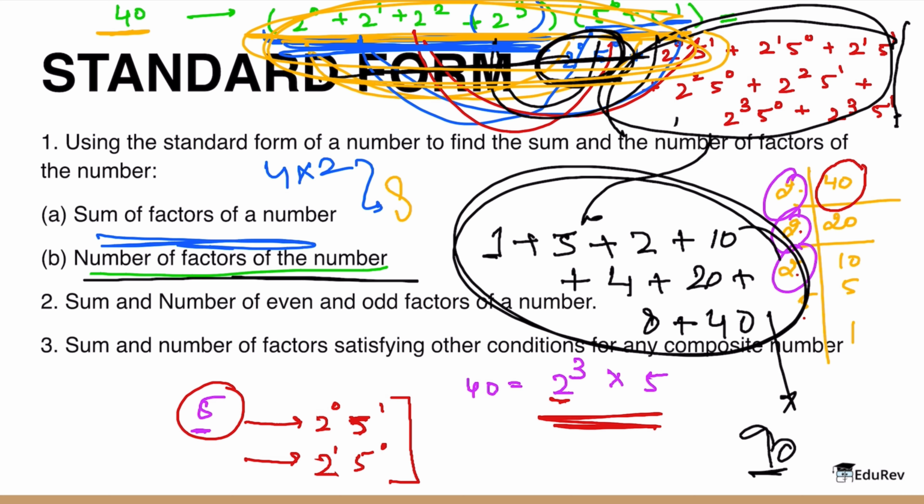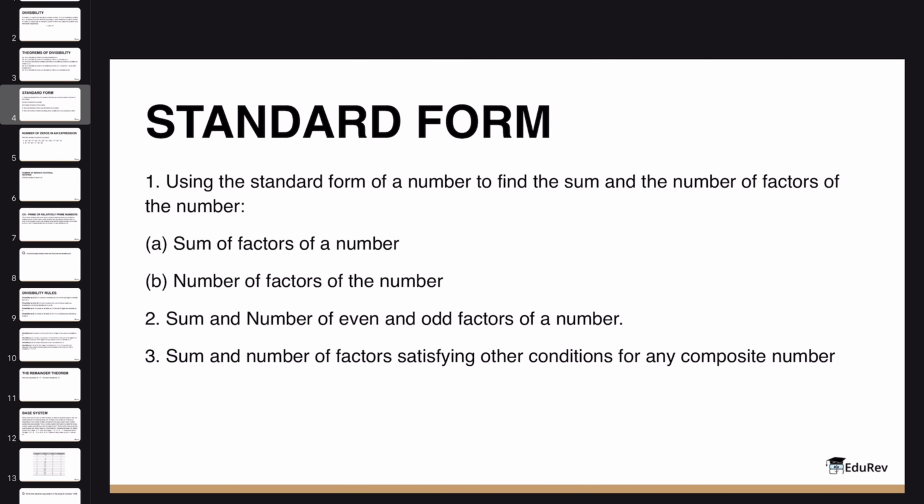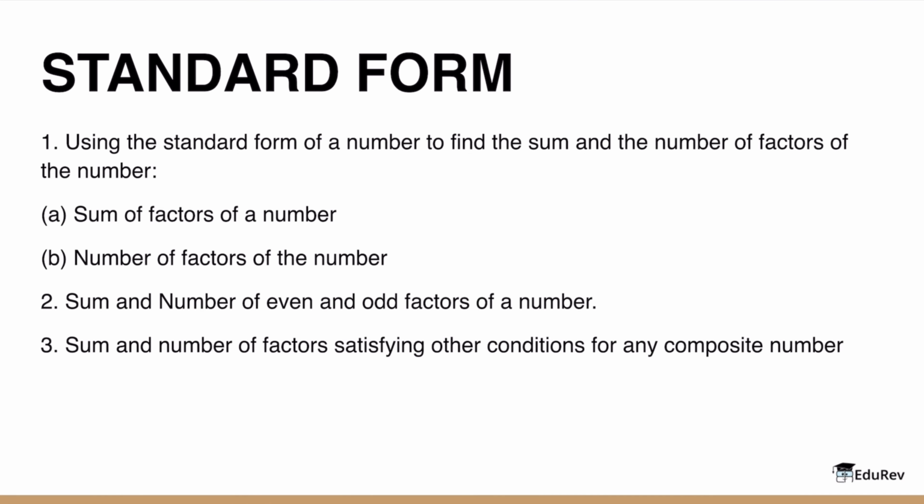Now, I'm again going to put on with some space. Okay, correct. So we are on point number 2, and point number 2 says sum and number of even and odd factors of a number. So I can also calculate the sum and number of even and odd factors of a number in this. Now how are we going to do this?